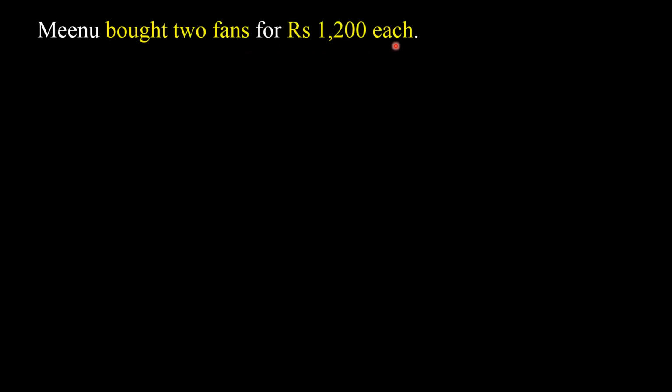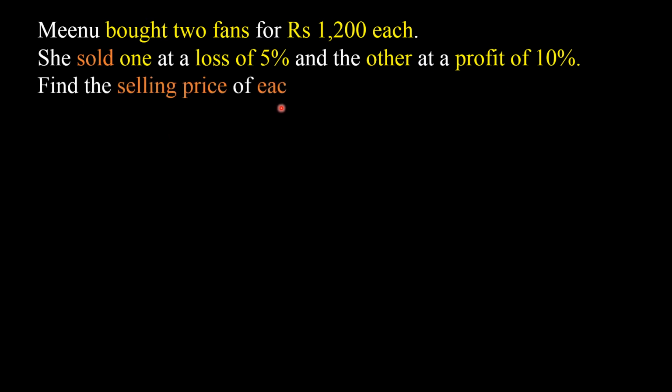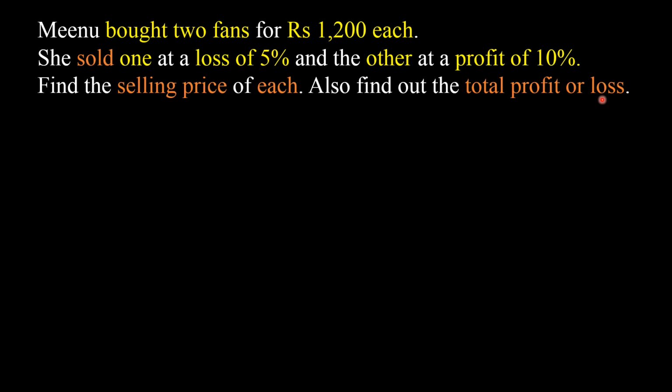Next, Meenu bought 2 fans for rupees 1200 each. That means the price of each fan is rupees 1200. She sold one at a loss of 5% and the other at a profit of 10%. Find the selling price of each fan and also find out the total profit or loss made by Meenu.